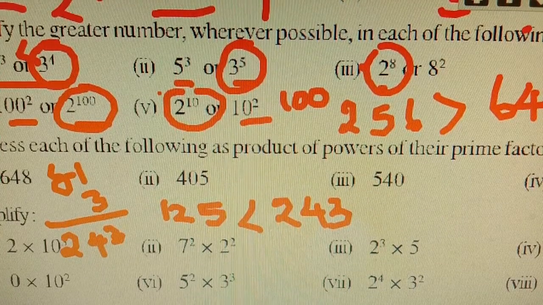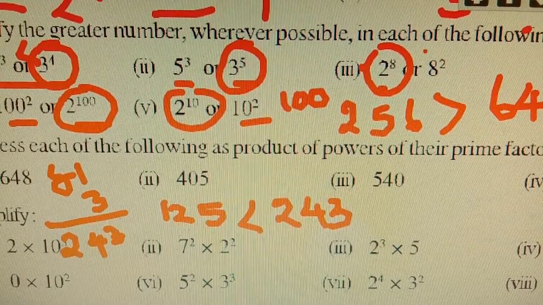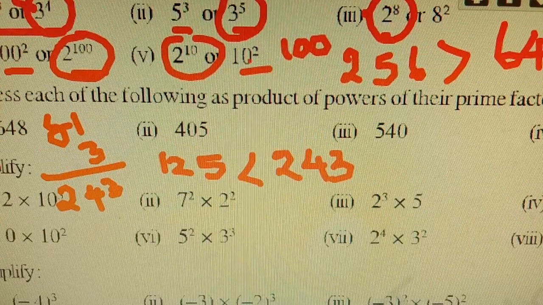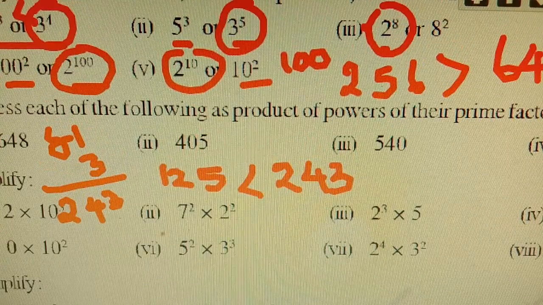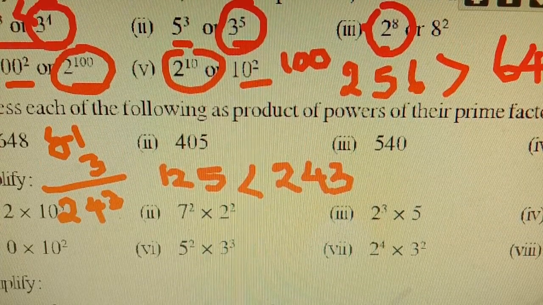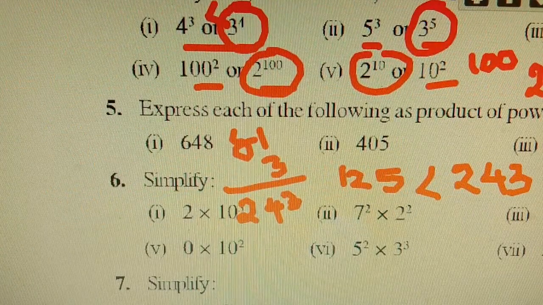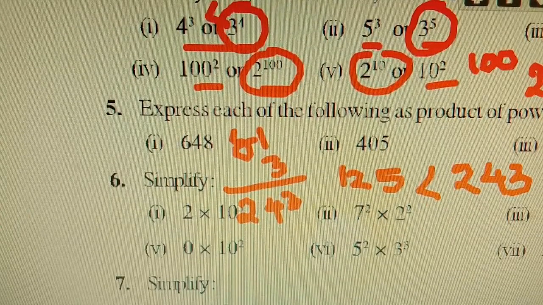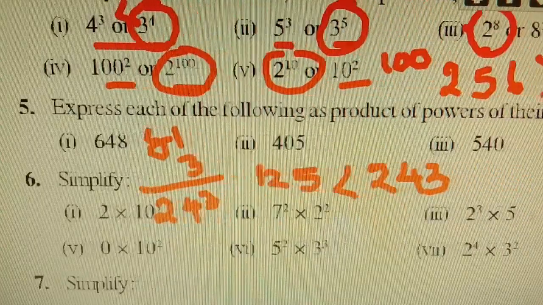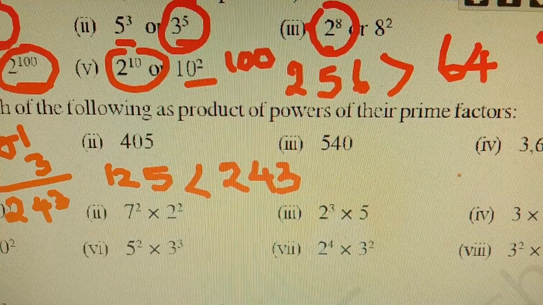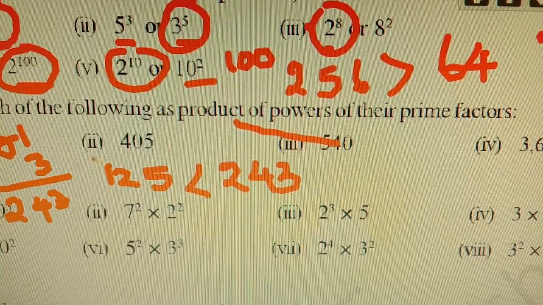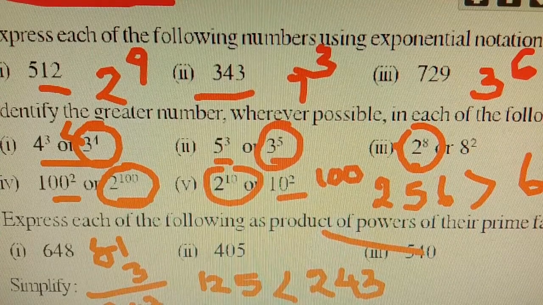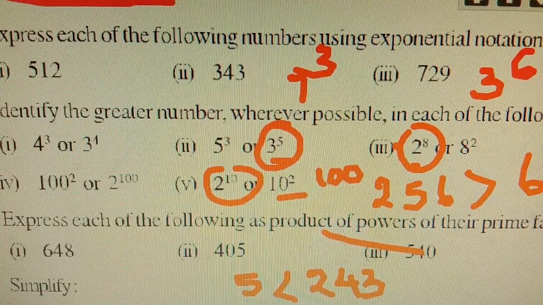Now we can move to the next section. There also we write the numbers as product of powers of their prime factors. Product of powers of the prime factors. So there also we can do the same way. So you listen. First number 648.